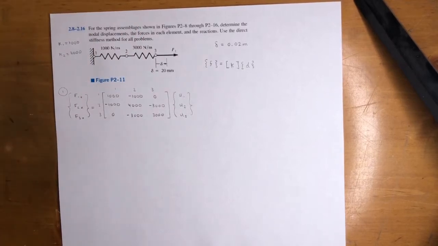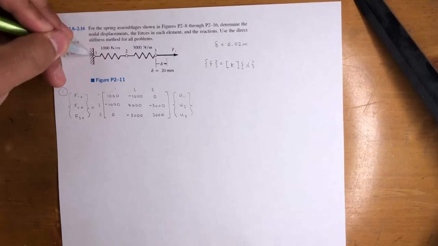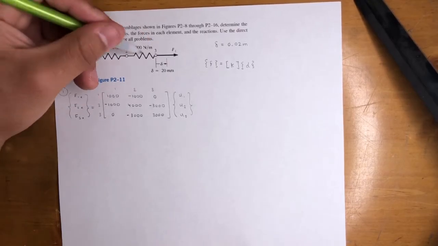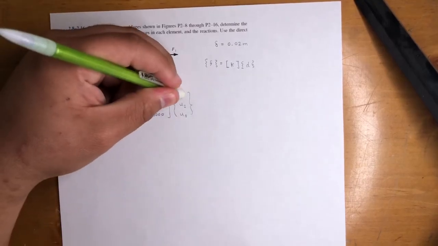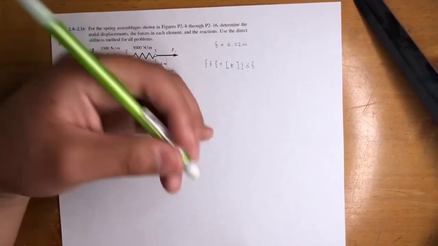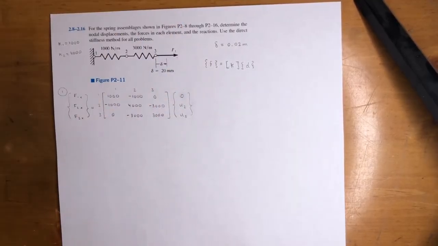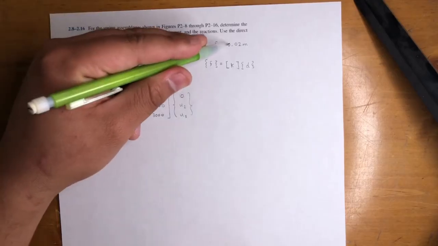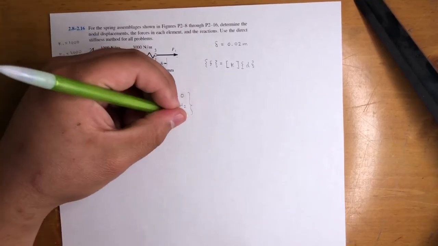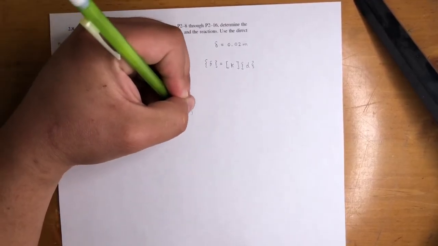Now we have to do our boundary conditions. So node 1, no matter how much force you put at 2 or 3, it's never going to move. It's fixed. So U1 is equal to 0. Okay, what else? They give us the displacement at node 3. That is 0.02 meters or 20 millimeters. But remember to convert, so it's 0.02.